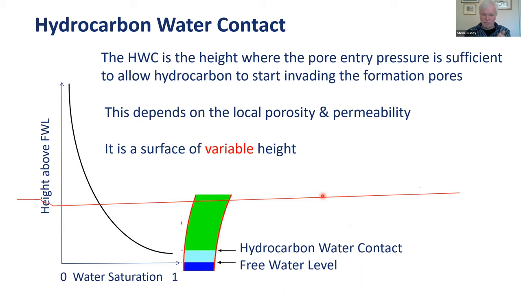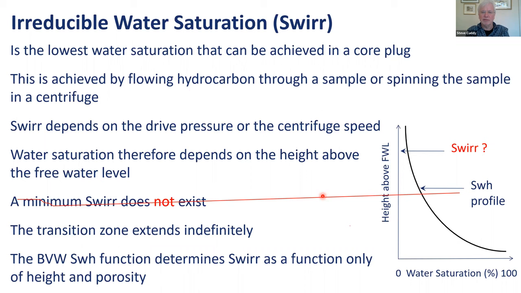Now let's have a look at the irreducible water saturation. The reservoir engineer often asks the petrophysicist for the irreducible water saturation. Now, I've spoken to the core analysis people, and this is the lowest water saturation that can be achieved in a core plug. And it can be achieved by flowing hydrocarbon through a sample or spinning the sample in a centrifuge.